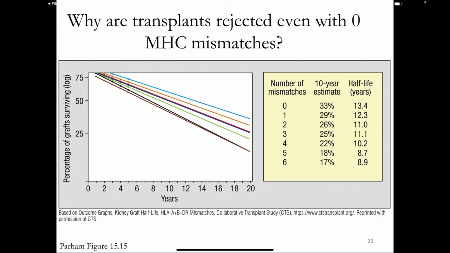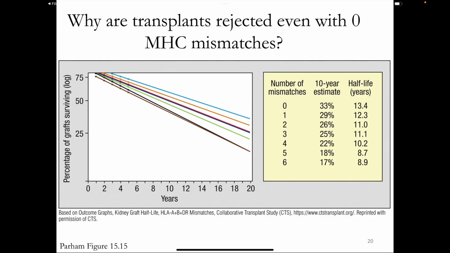And so those are particularly key aspects of allorecognition and acute rejection. But if you look at this image, you might come up with another question.